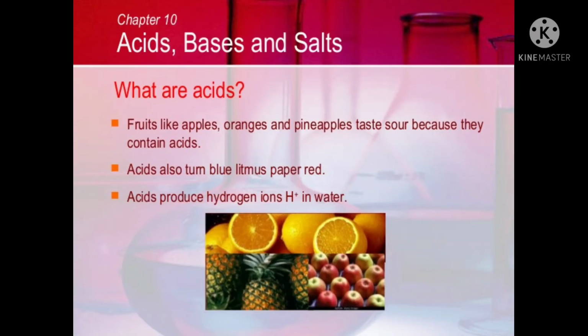You have already learned that acids are sour in taste. For example, if we cut a lemon with a knife and taste it, the lemon appears to have a sour taste. The sour taste of lemon is due to the presence of acid in it. Other examples are apple, oranges, tamarind. All these are sour in taste. We can say these are acids.